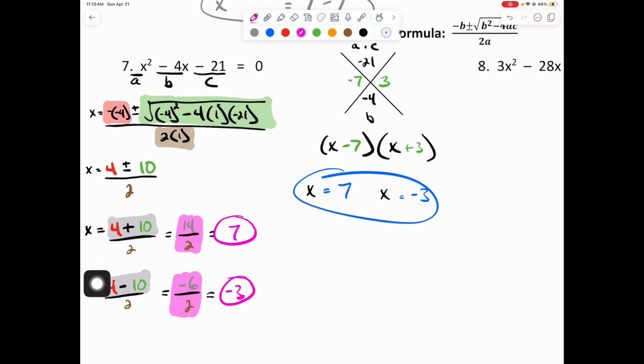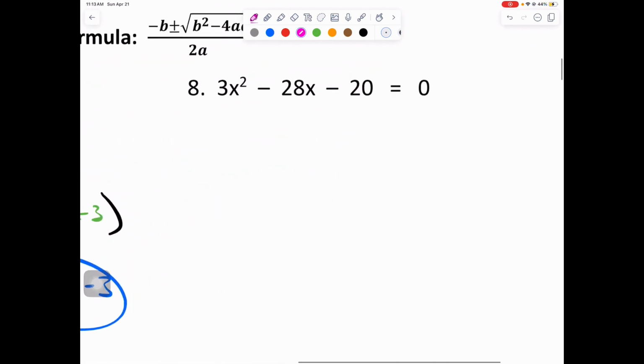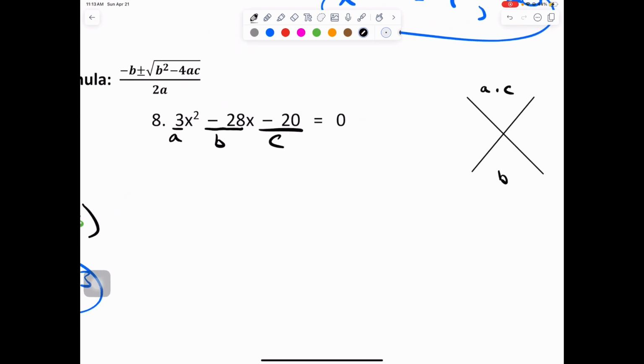Now, number 8 would require one more step, but it's just as quick. Let's go through it. I always like to start by labeling our A, B, and C. Our A is 3, our B is negative 28, and our C is negative 20. I again built in the diamond just to show you. However, when we're comfortable with factors and we can just see them and piece them together, we don't need the diamond, but I will put it in there for you.